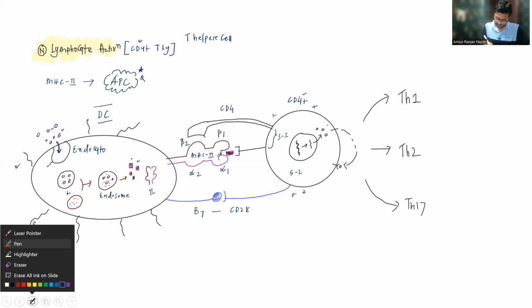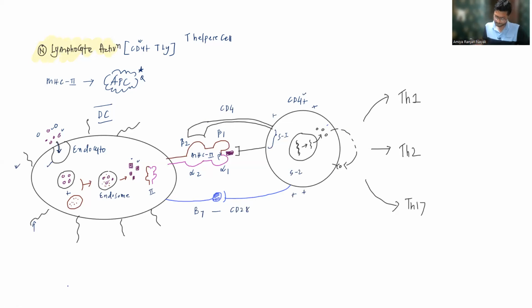Now, once they are activated, they will try to produce some proteins. What are these proteins? One of the important cytokines that this CD4 plus T cell will produce is interleukin 2. As you can see, these are the interleukin 2. This interleukin 2 has an autocrine function. What do we mean by autocrine function? Autocrine function means these cytokines will act on the same cell which is producing the cytokine. Okay, so that is known as the autocrine function.